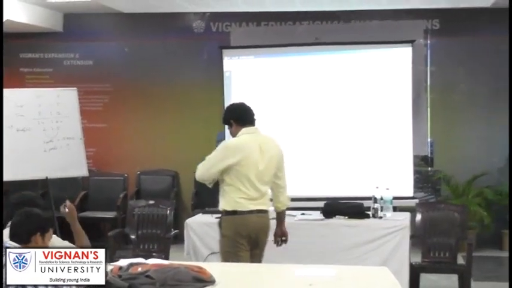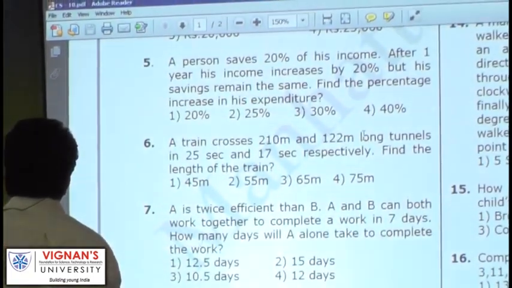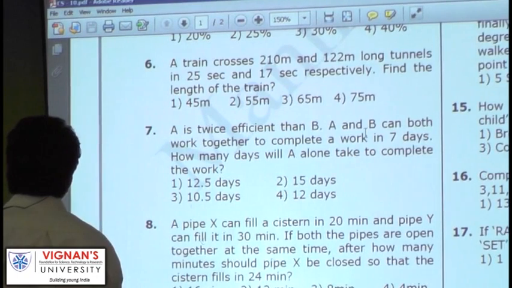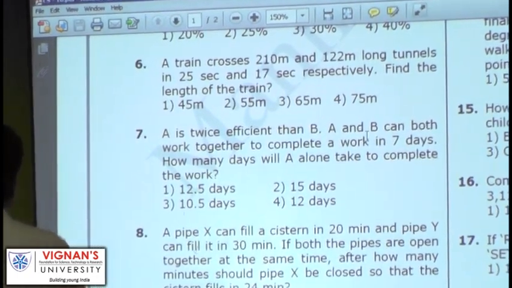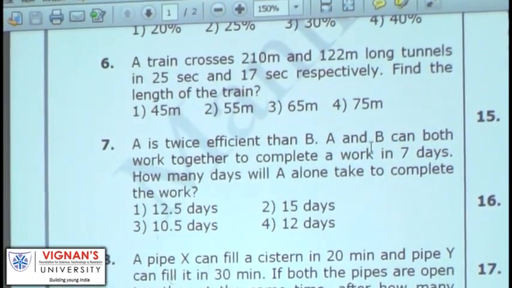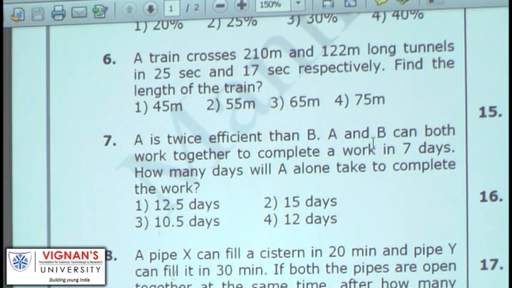Next one. A train crosses 210 meters and 120 meters long tunnels in 25 and 17 seconds respectively. Find the length of the train.